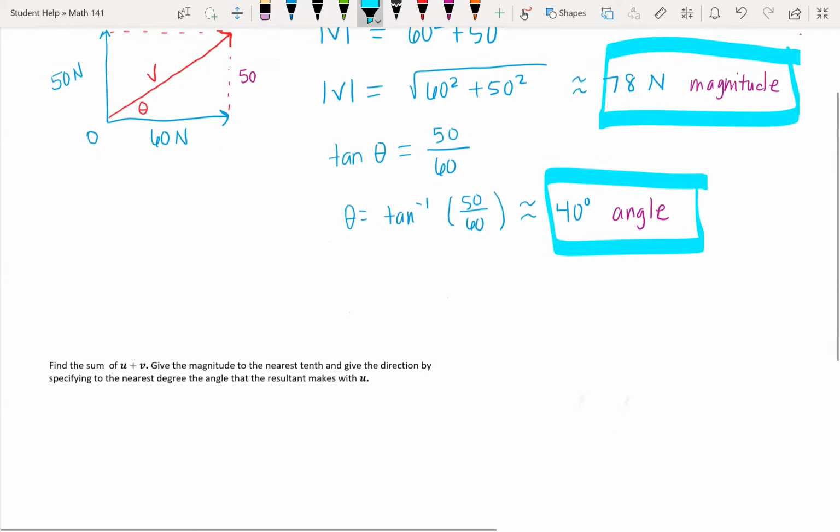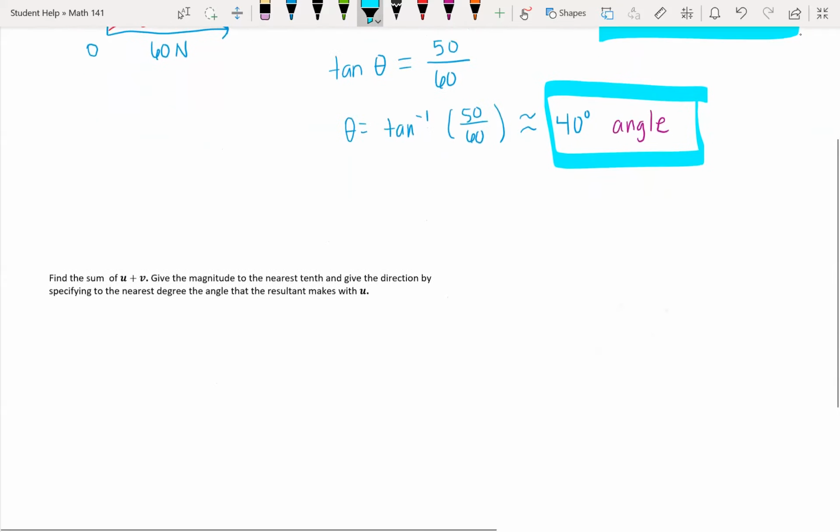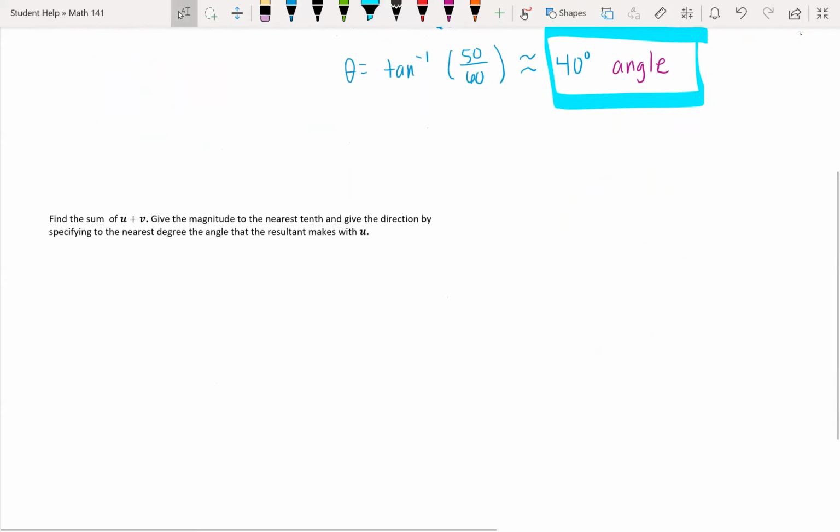All right, let's look at a different example. If we're given two vectors and we want to find the sum, adding them together is the resultant vector, similar to the example that we just did. So this is asking us to find the result of two vectors acting upon one another. Where does the result end up? And then how long is that vector that's created? And then also what angle does it make with one of the vectors in particular?